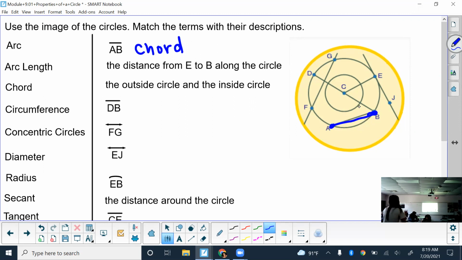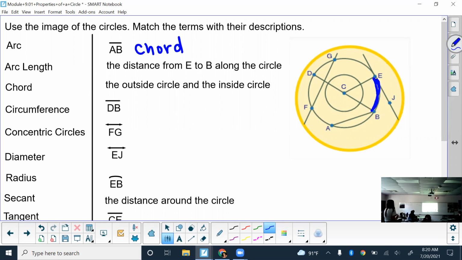So we'll talk more in depth as the slides go on, but chords basically go from one end point on the circle to another one. And it won't go through the center. That would be a different word. So as long as it doesn't go through the center, but it touches 2 points on the circle and ends there, it's a chord.